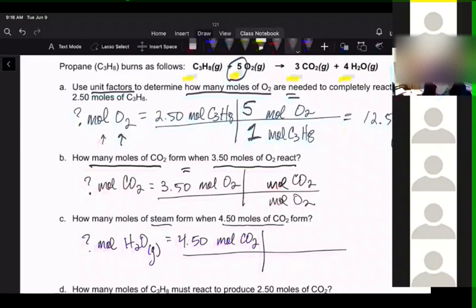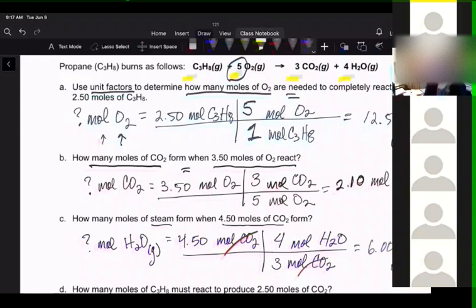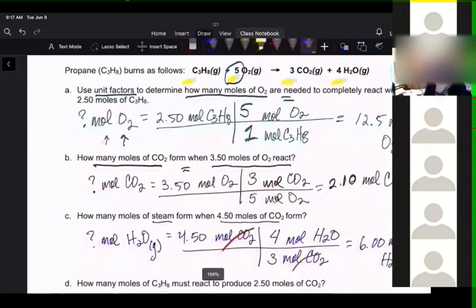So we get 3 carbon dioxide for every 5 oxygen. And here is where our calculator says 2.1, but we have to add that 0 to show the 3 significant figures. Cancel out what we're getting rid of. Use a mole-mole relationship to change the label to what we're looking for, and then find the numbers that make that relationship true. All right, we have one more.